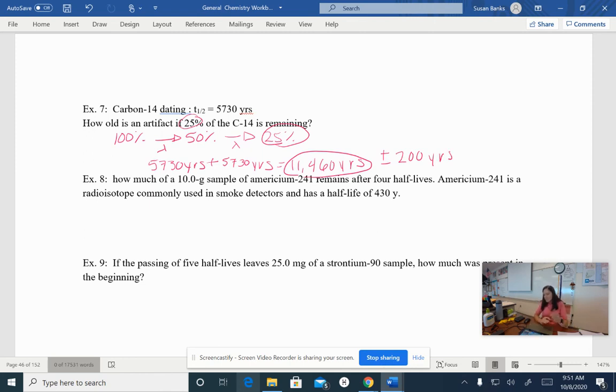So I can say that that object is 11,660 years old to 11,260 years old. Somewhere in there is what we would expect that object's age to be. Okay?